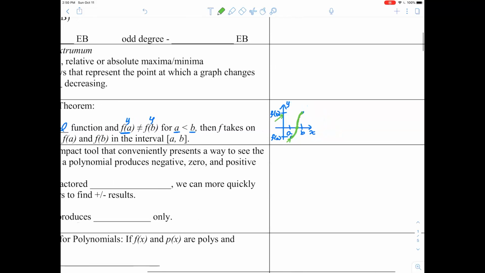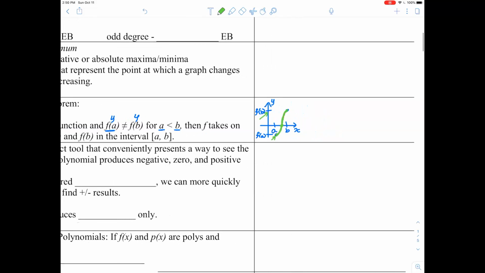All right, maybe a different idea here would be, let's do another picture here. So here's A and here's B. So A is less than B. You with me? And let's say that we have the f of A up here and the f of B is down here. And so here's our f of A and here's our f of B. And maybe our graph does something like that. Maybe it does something like that.